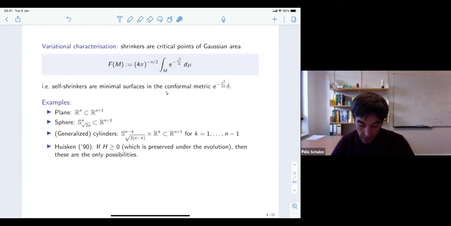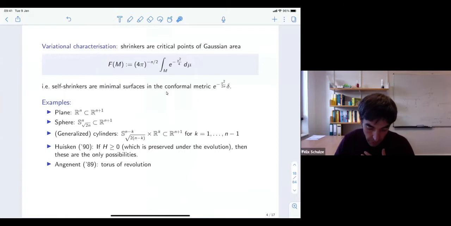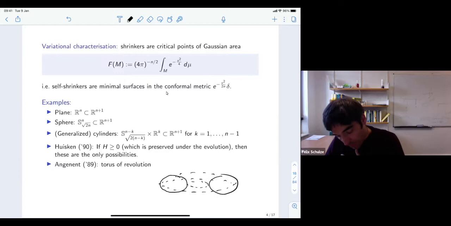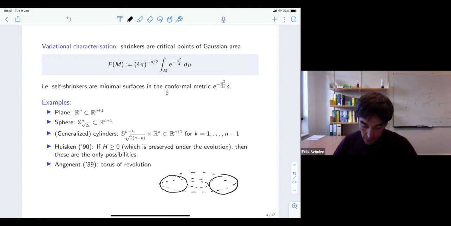Okay, now, but one can ask, are there other examples of singularities? Here's a very first example. It was found by Angenent, and this is a torus of revolution. It's not sort of, the cross section is not a round sphere, so don't take my picture here for granted. So it's a torus of revolution, and that torus shrinks down to a point while keeping its shape.